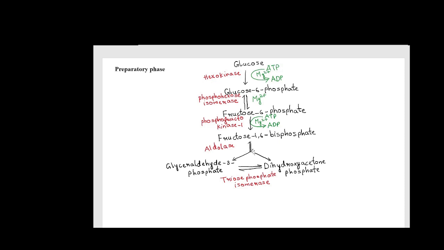So when it is cleaved into glyceraldehyde 3-phosphate and dihydroxyacetone phosphate, only the molecule glyceraldehyde 3-phosphate can enter into the next steps of glycolysis. Dihydroxyacetone phosphate doesn't enter into glycolysis. So the enzyme triose phosphate isomerase converts even the dihydroxyacetone phosphate into glyceraldehyde 3-phosphate. So there will be 2 molecules of glyceraldehyde 3-phosphate going into glycolysis.